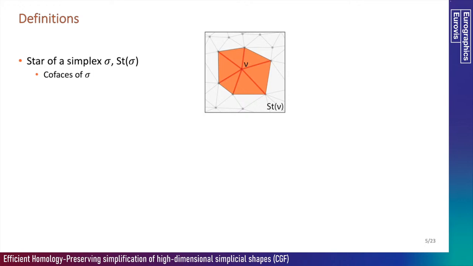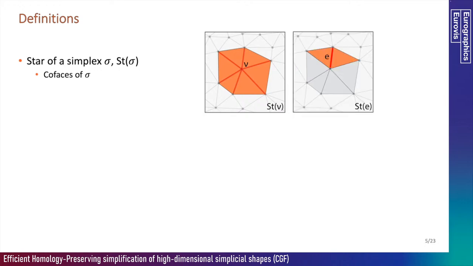So one is the star of a simplex, which in general is just the collection of co-faces of the simplex itself. So for example, for the vertex here, the star of the vertex V is formed by the ring of triangles and edges incident in such vertex. Similarly, this can be done for the edge as well.